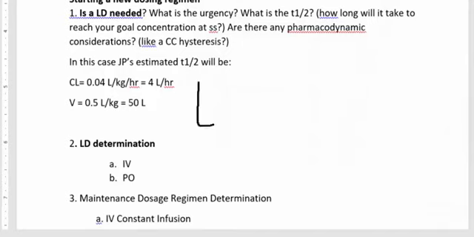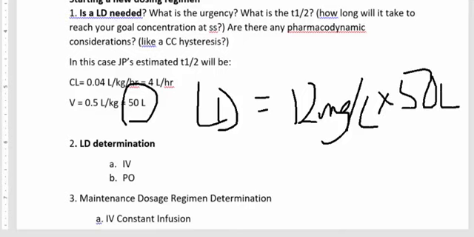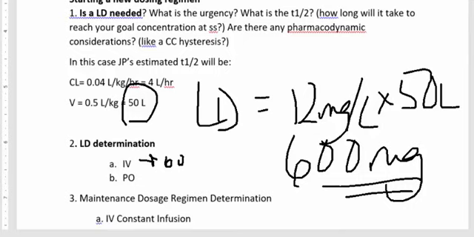our loading dose is going to be equal. What's our target concentration? We said 12 milligrams per liter. And what's our volume of distribution? Well, we already determined it's 50 liters, right? And if we're giving it IV, we don't have to worry about bioavailability. So it's just 50 times 12, isn't it? 50 times 12, we don't really need a calculator for, is 600 milligrams, isn't it? So our IV is going to be 600 milligrams loading dose of theophylline to get a target concentration of 12 milligrams per liter.